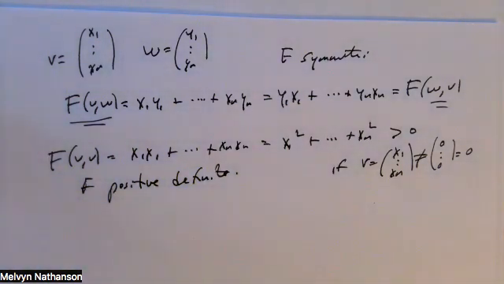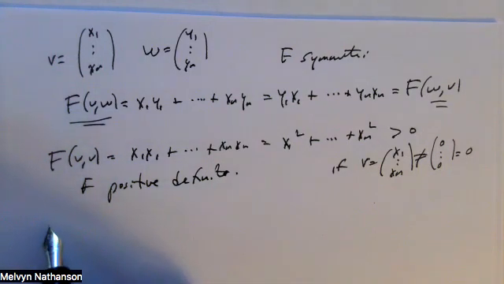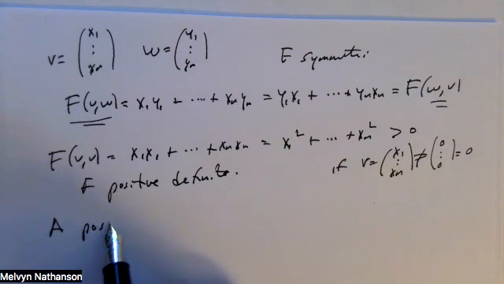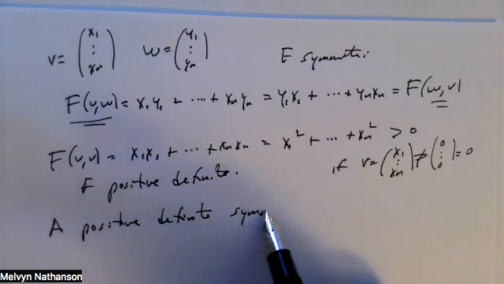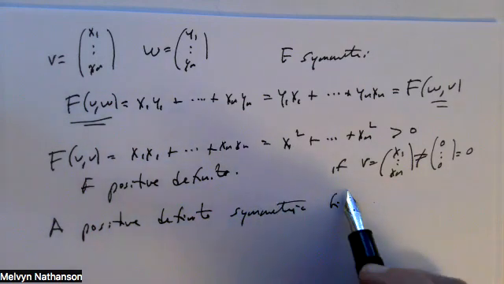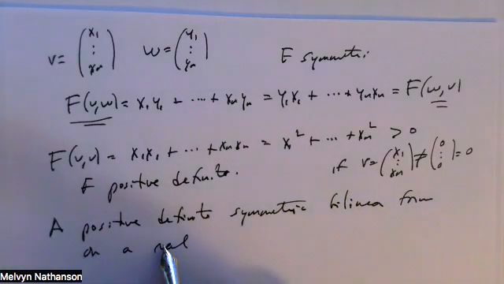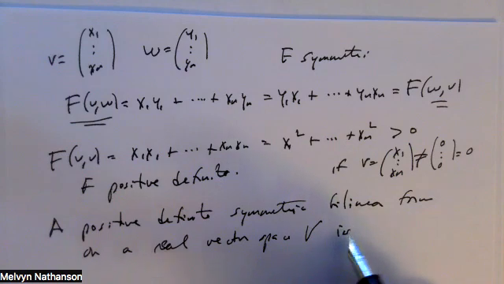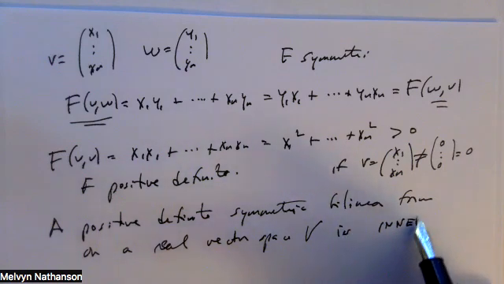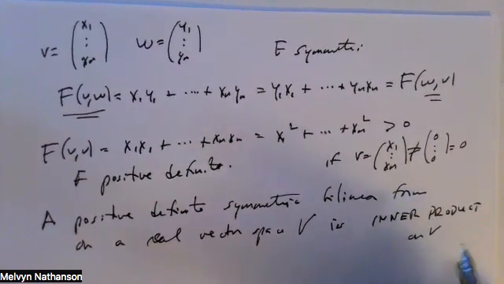And a positive definite symmetric bilinear form is called an inner product. So a positive definite symmetric bilinear form on a real vector space, real means over the real numbers, is called an inner product on the vector space.